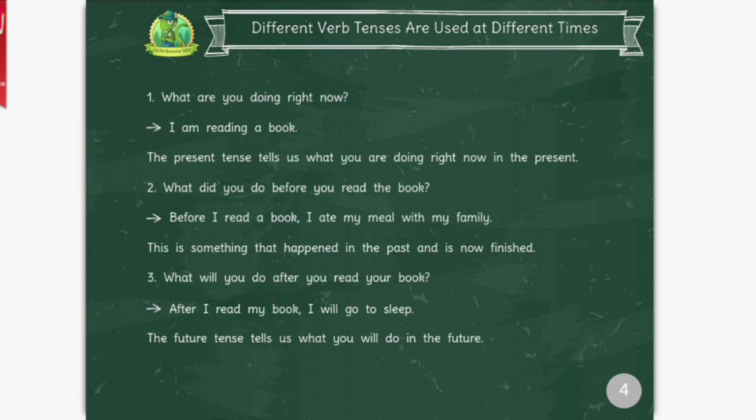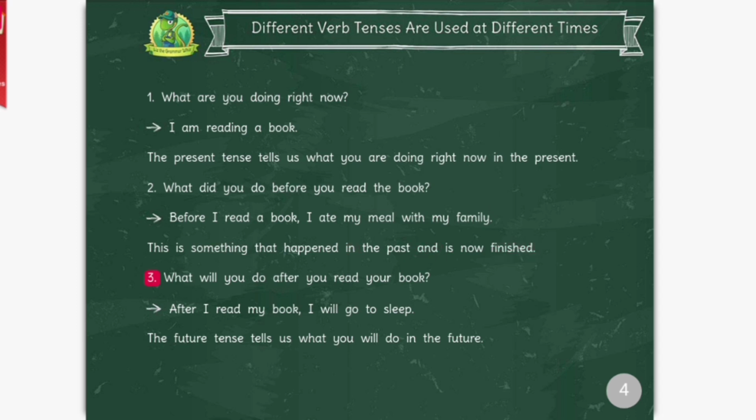1. What are you doing right now? I am reading a book. The present tense tells us what you are doing right now in the present. 2. What did you do before you read the book? Before I read a book, I ate my meal with my family. This is something that happened in the past and is now finished.